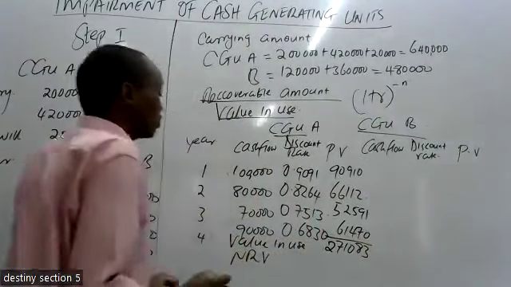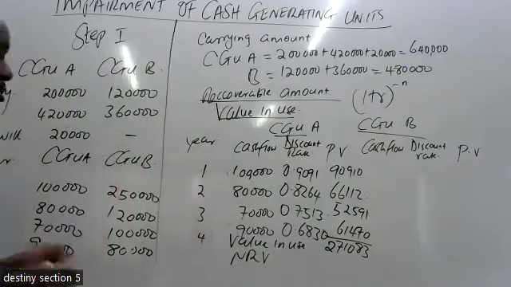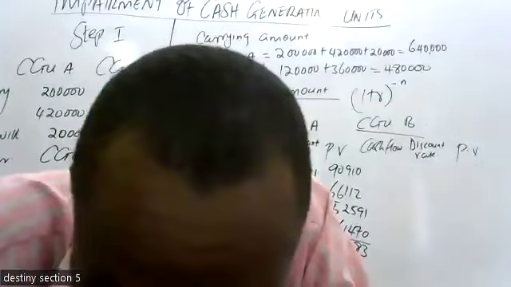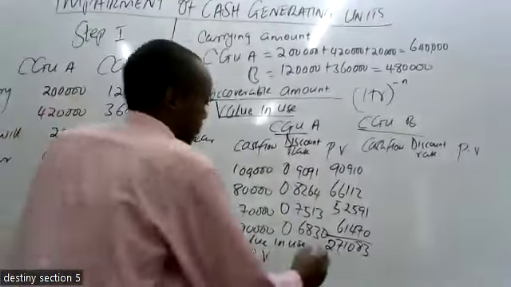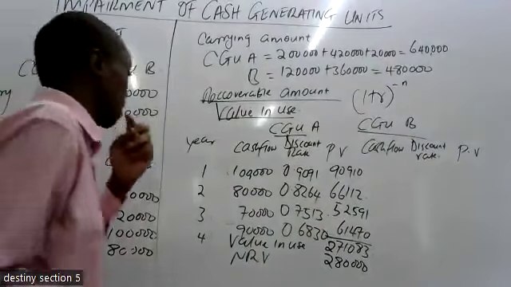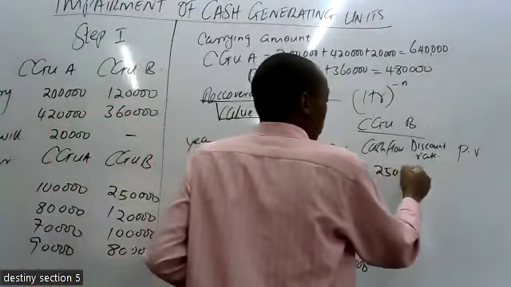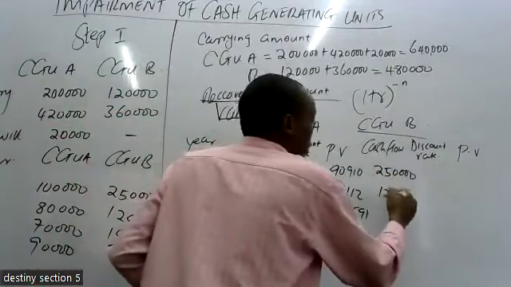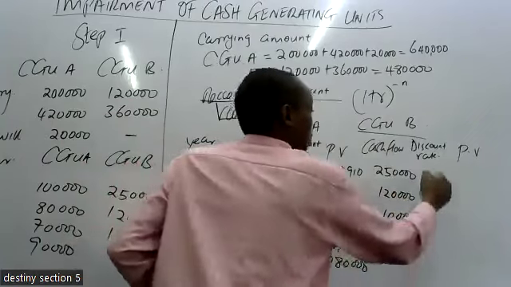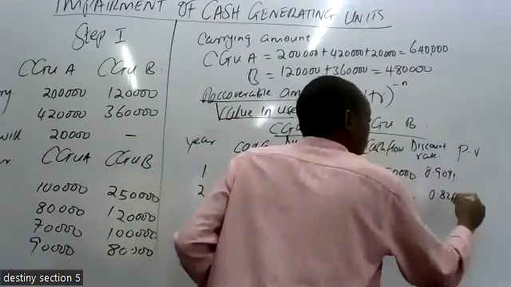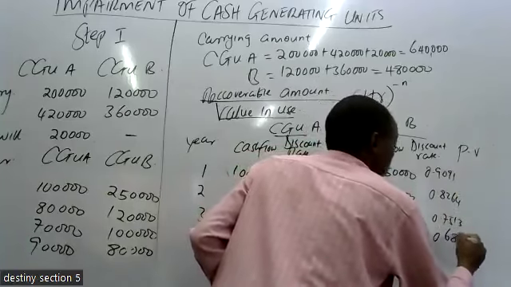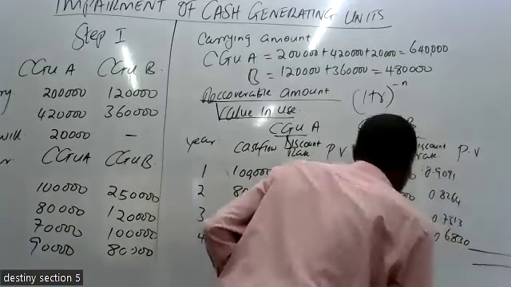Next, net realizable value. The net realizable value was 280K for CGU A. Do the same for CGU B. We got 120, 150, 120, 100, 80, and the discount factors 0.9091, 0.8264.